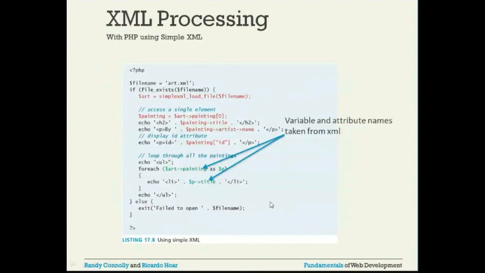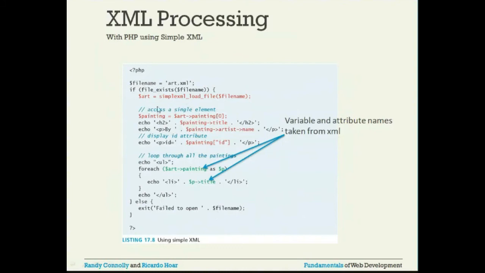This is the code. PHP using SimpleXML. This is the beginning of the PHP code, and this is the end of the PHP code. We have $filename, art.xml, which is the name of the file. Then we check whether that file exists using file_exists. If it exists, it will come inside; this is the beginning of the block, and this is the closing. Else, if the file doesn't exist, it will exit with "fail to open" and display that name.